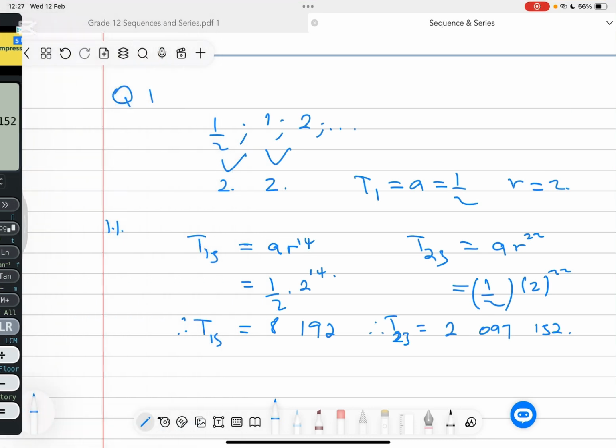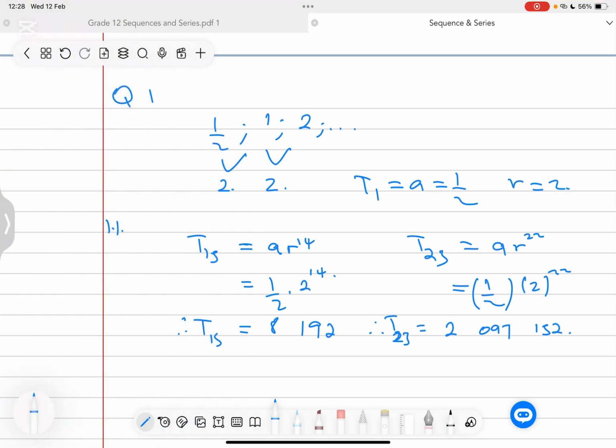Of course, this answer should make sense to you, because we said that a geometric sequence is actually an exponential sequence. That means it grows at an exponential rate. It makes sense that by the time we get to term 23, we would have a very large term, because these terms are growing at an exponential rate. If you continue multiplying them by 2, they're growing faster and faster.